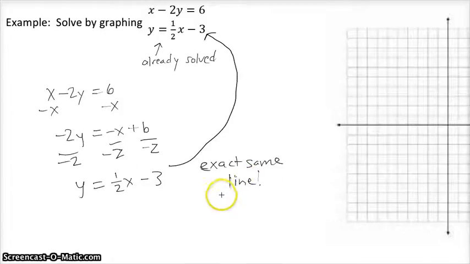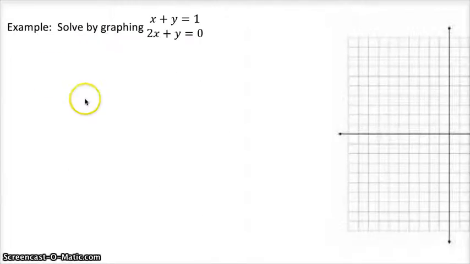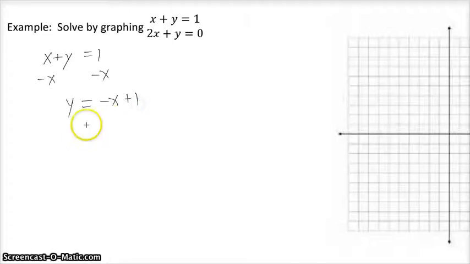So the question is, how do I write this? Well, there is an infinite number of solutions. It's an infinite number of solutions. So I jumped ahead to the next page, and again, these aren't going to be the exact same line. So what I'm going to do is I'm going to solve each one of these for y. So I'm going to subtract x. So I get y is equal to a negative x plus 1. There's my first line.